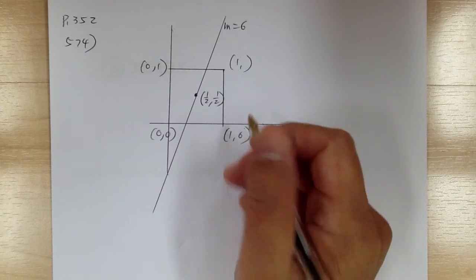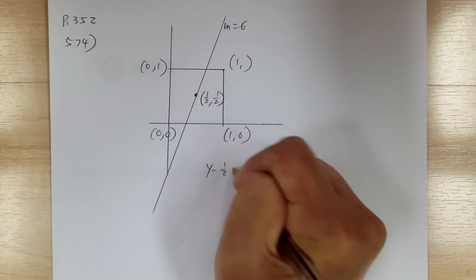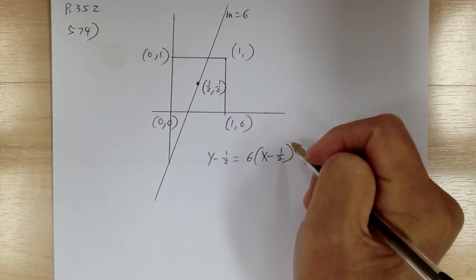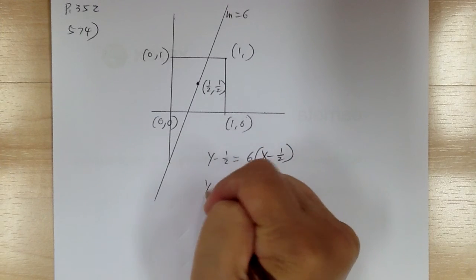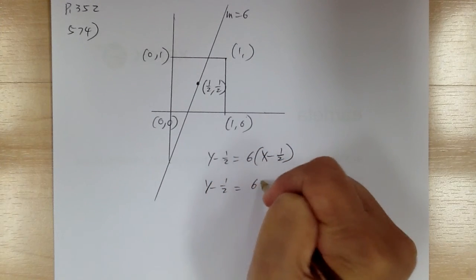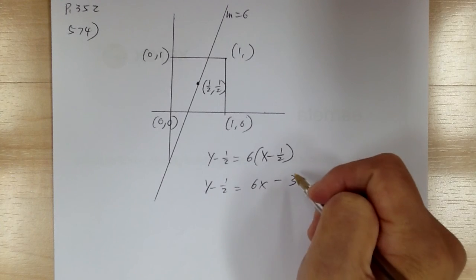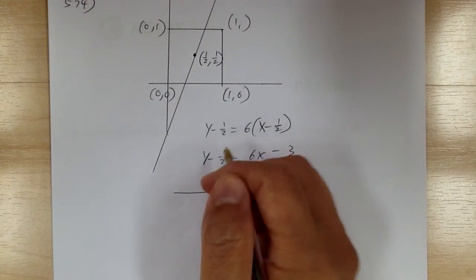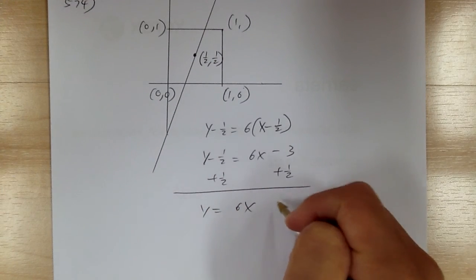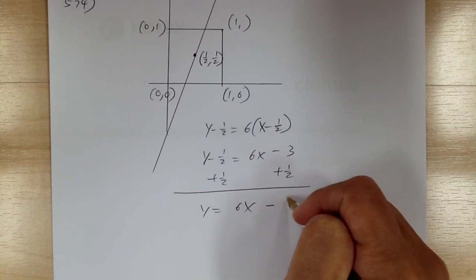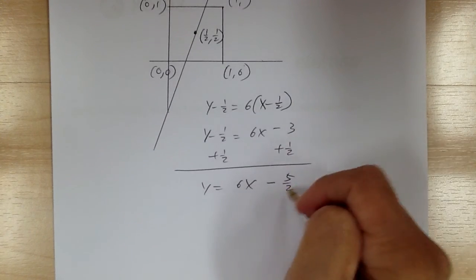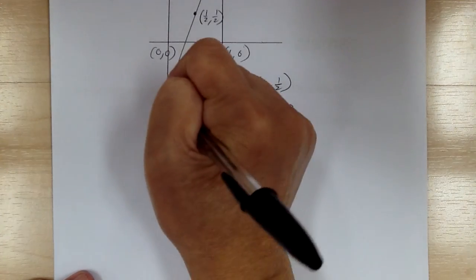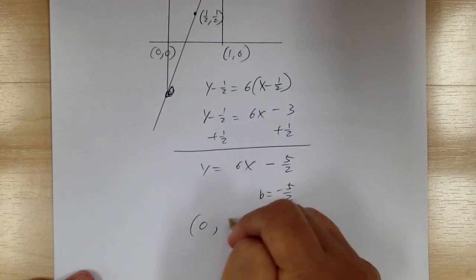Okay, so let's apply the point slope formula. So y minus 1/2 equal to 6 times x minus 1/2. Go ahead and work it out. So y minus 1/2 equal to 6x minus 3. Now go ahead and add 1/2 to both sides. So y equal to 6x minus 5/2. So your intercept is b equal to negative 5/2. So the point that it would go through here would be 0, comma, negative 5/2.